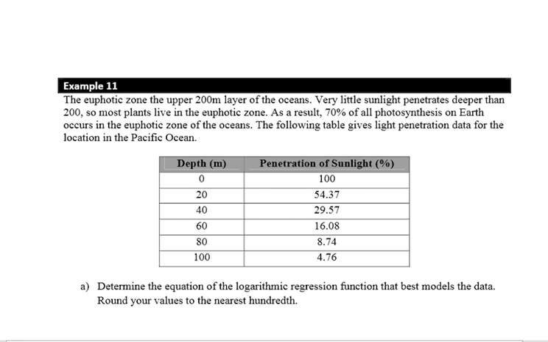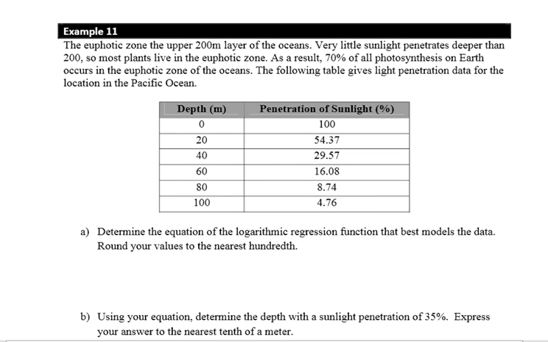Okay, now this question. We need to listen carefully to this guy. The euphotic zone, the upper 200-meter layer of the oceans. Very little sunlight penetrates deeper than 200. So most plants live in the euphotic zone. As a result, 70% of all photosynthesis on Earth occurs in this zone. The following table gives light penetration data for a location in the Pacific Ocean.